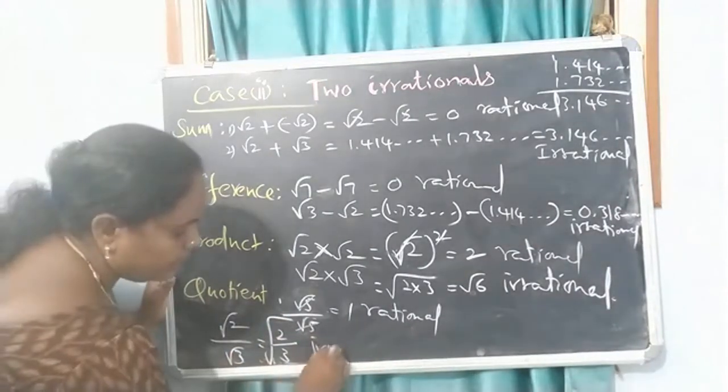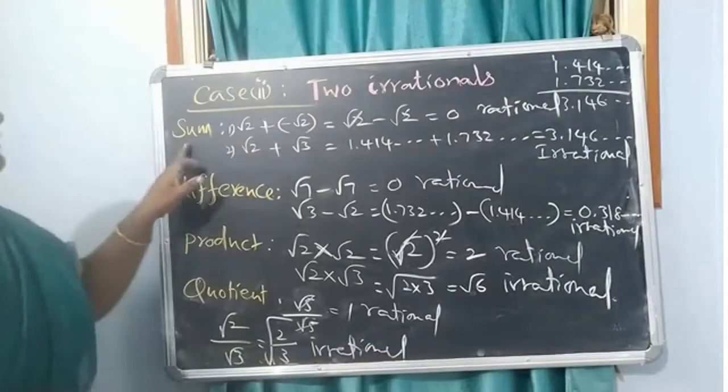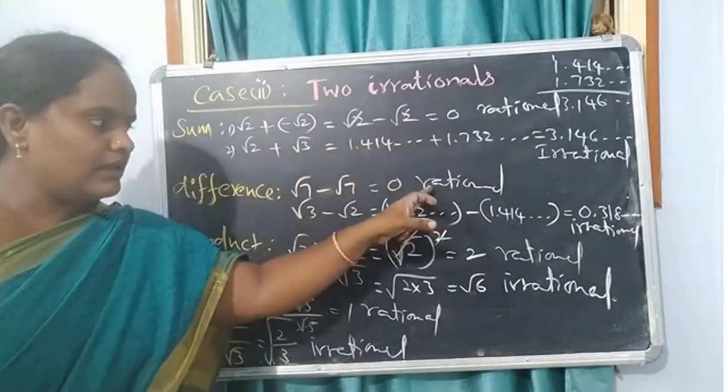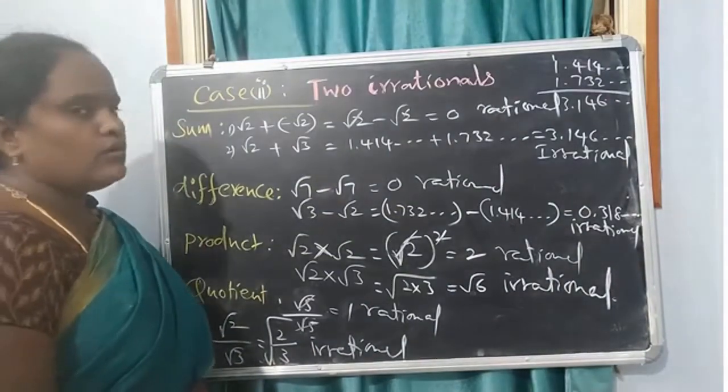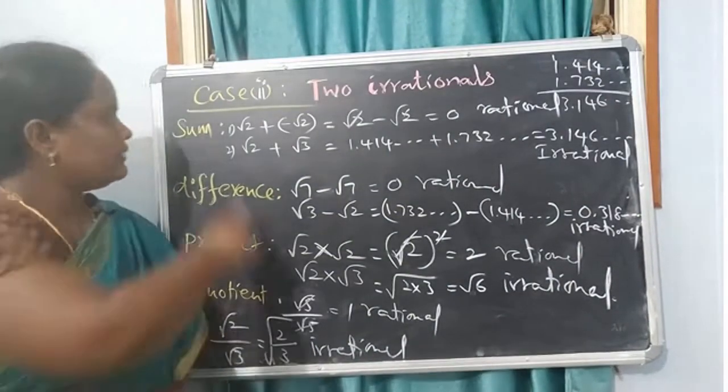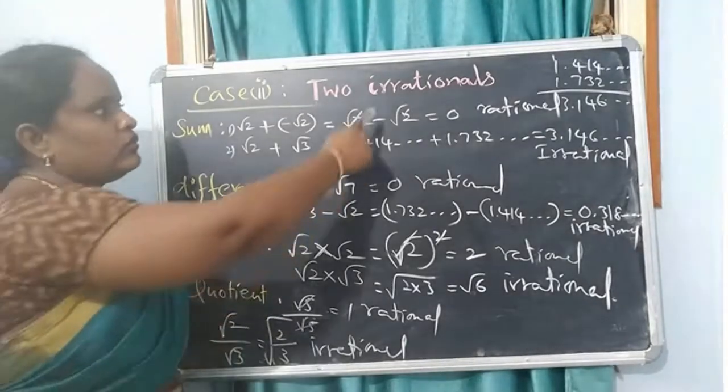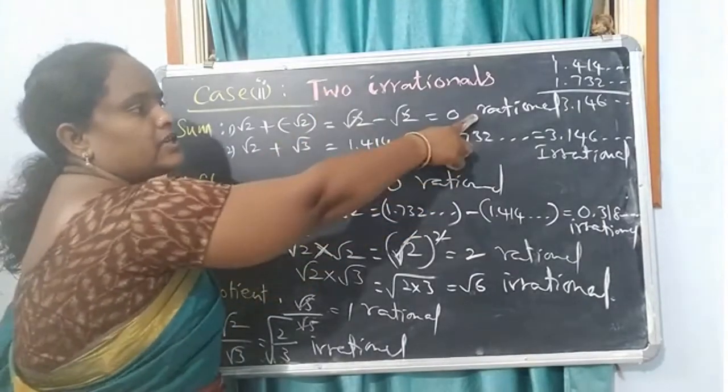So it is irrational. So if we observe carefully, the sum I am getting as rational, irrational. Similarly, all the three I am getting as rational or irrational. So I can say that sum, difference, product and quotient of two irrationals may be rational or irrational.